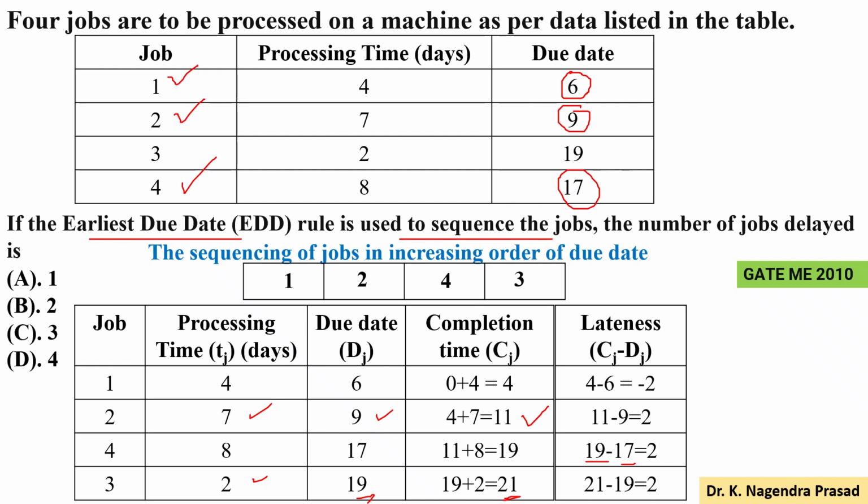So the question is asking for the number of jobs delayed. Here only the first job has negative lateness, which means it will be finished earlier than the due date. The remaining jobs will be delayed. Lateness indicates the tardiness, so these jobs are delayed past the due date. Job 2 is delayed by 2 days, job 4 also 2 days, and job 3 also 2 days. So the number of jobs delayed is 3. So option C is correct.